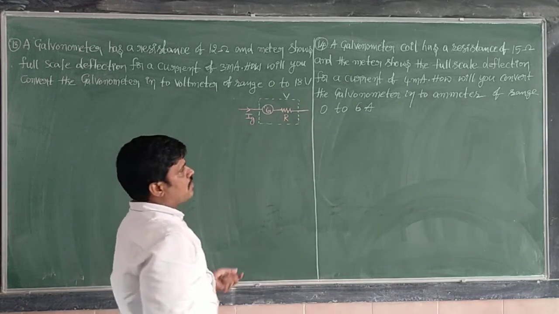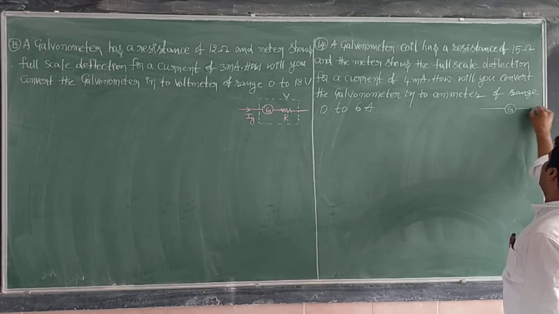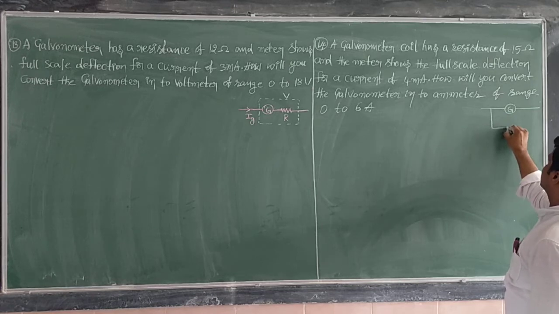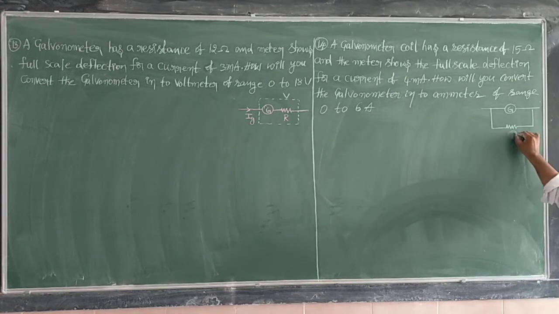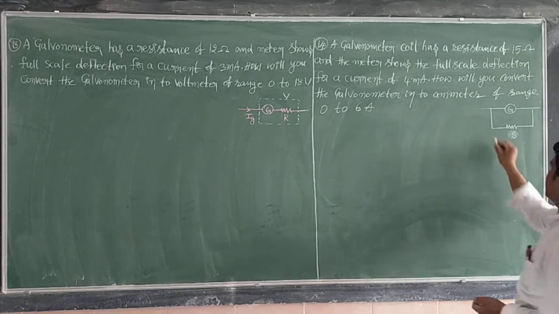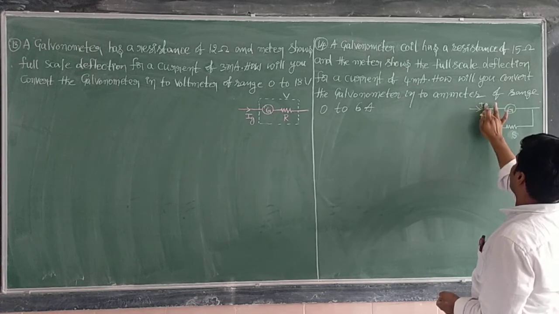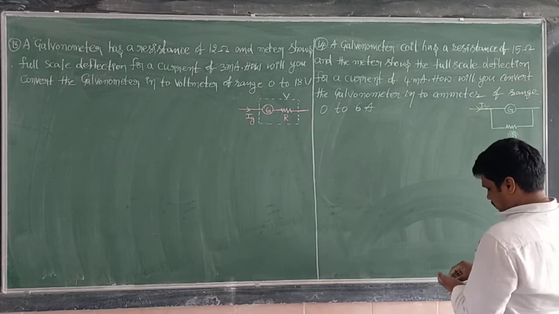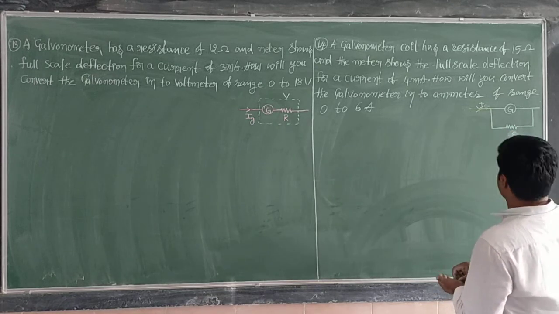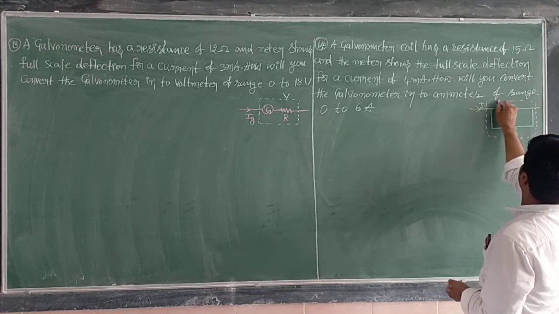Now, how do we convert the given galvanometer into an ammeter? By connecting a shunt resistance. A shunt resistance is a small resistance connected in parallel to the galvanometer. The current given here is Ig, and the current I is the total current. This total arrangement of the galvanometer with the shunt is said to be an ammeter.